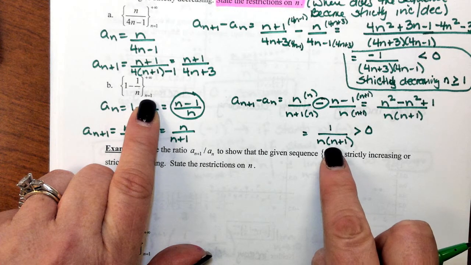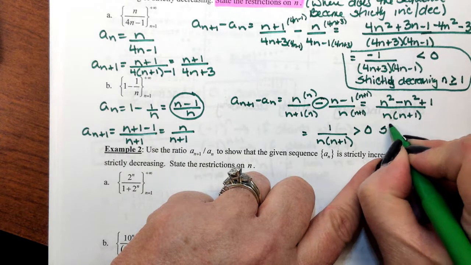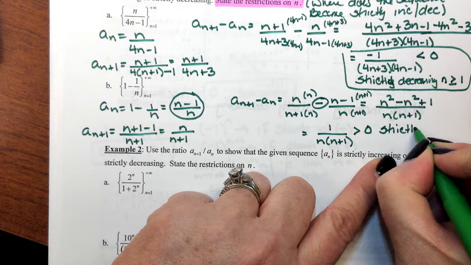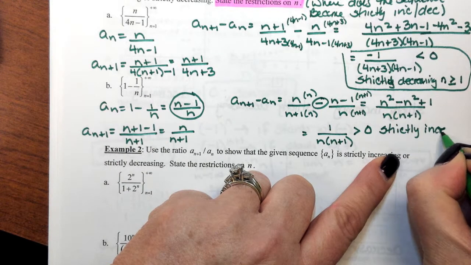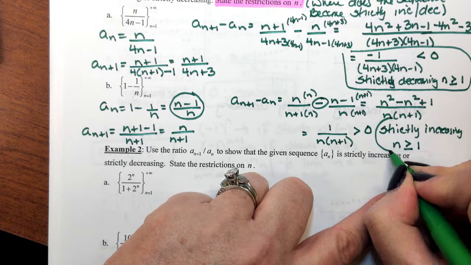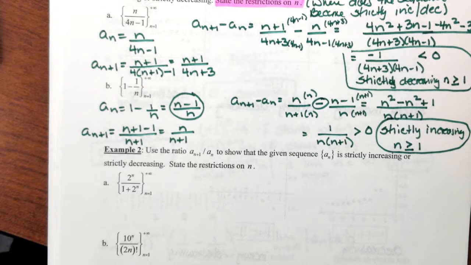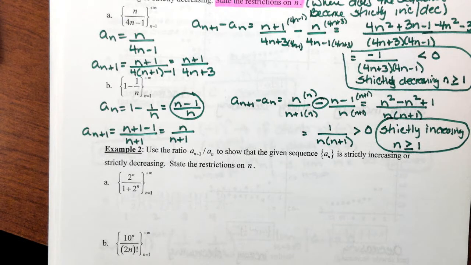No matter what value I plug in for n, starting with n is equal to 1, I know this denominator will be positive. So this is going to be strictly increasing, starting with my terms n is greater than or equal to 1. So that's how you can use your difference test to check to see whether or not you have a strictly increasing versus strictly decreasing sequence.